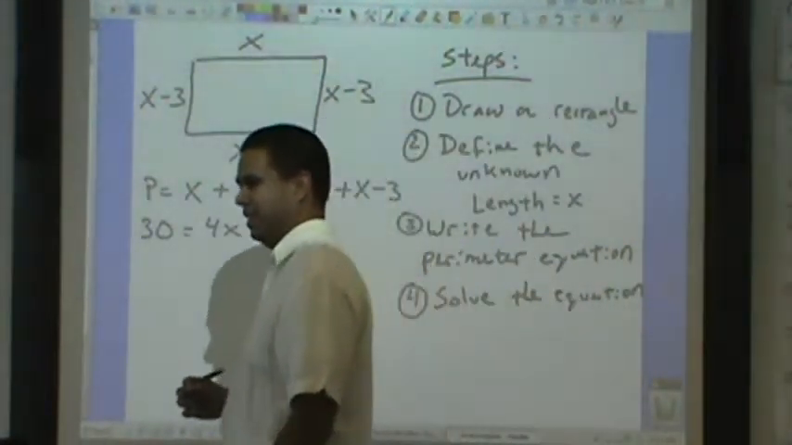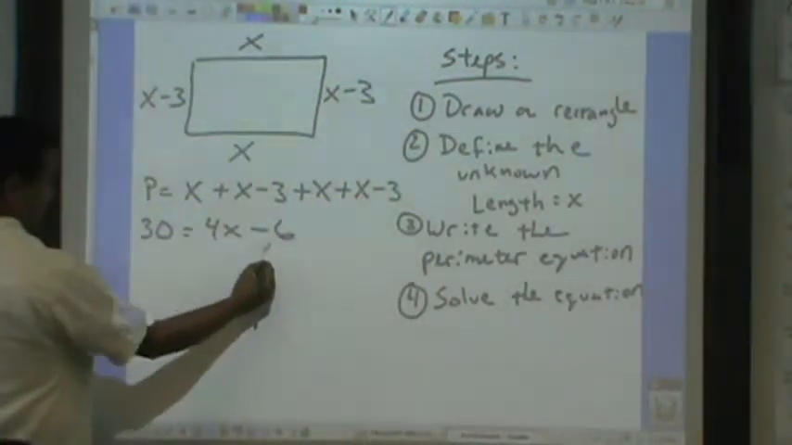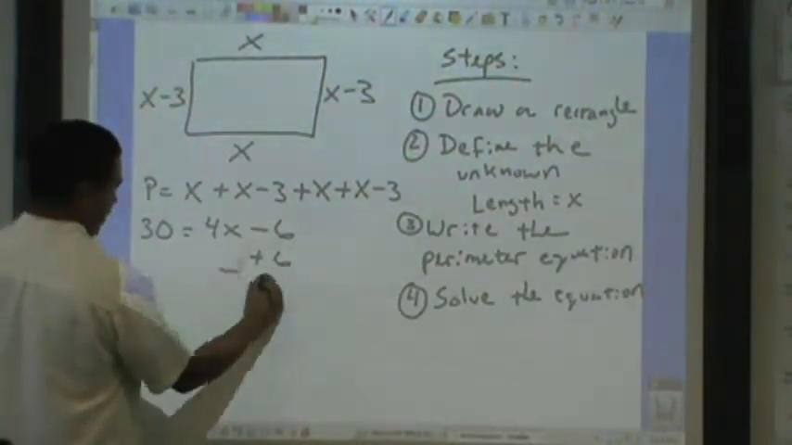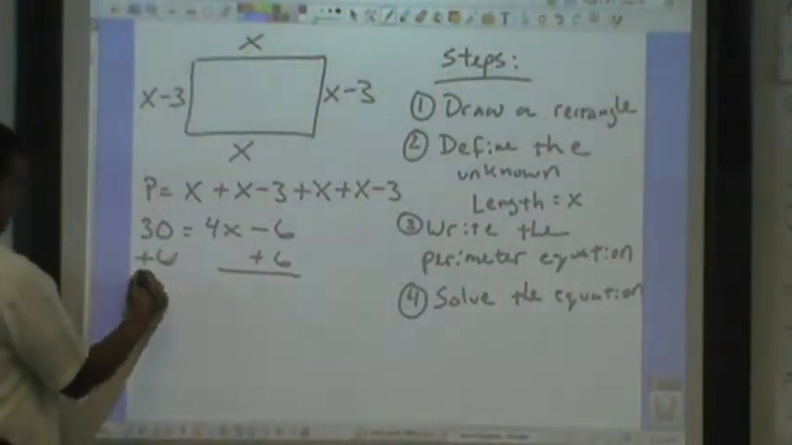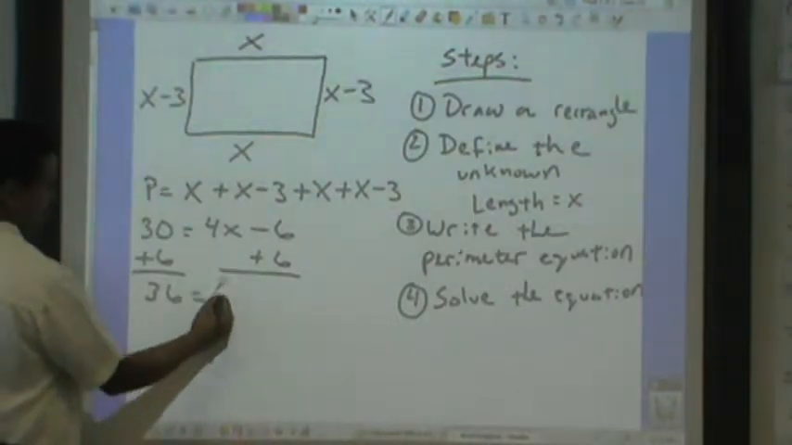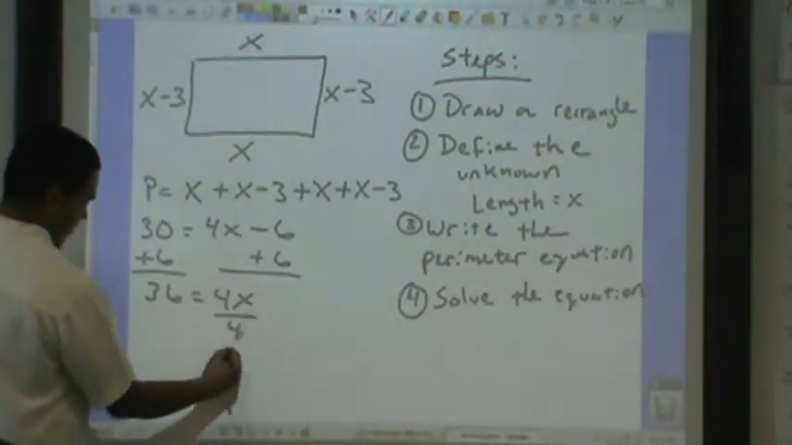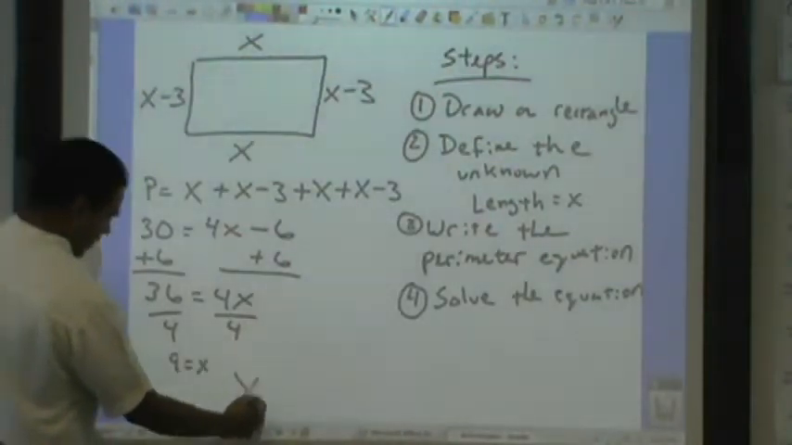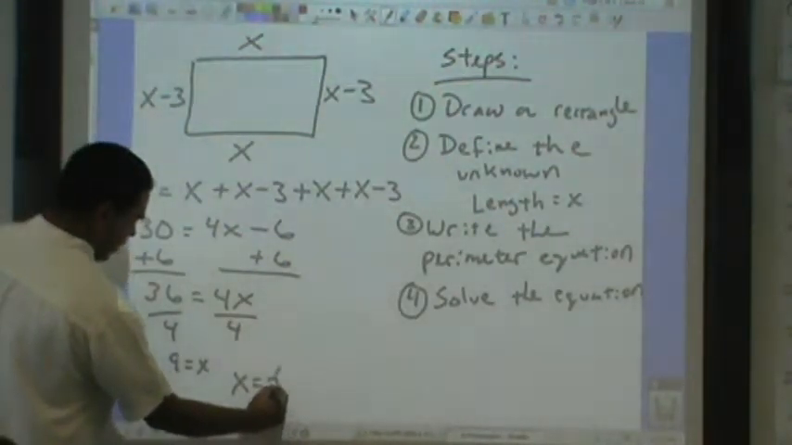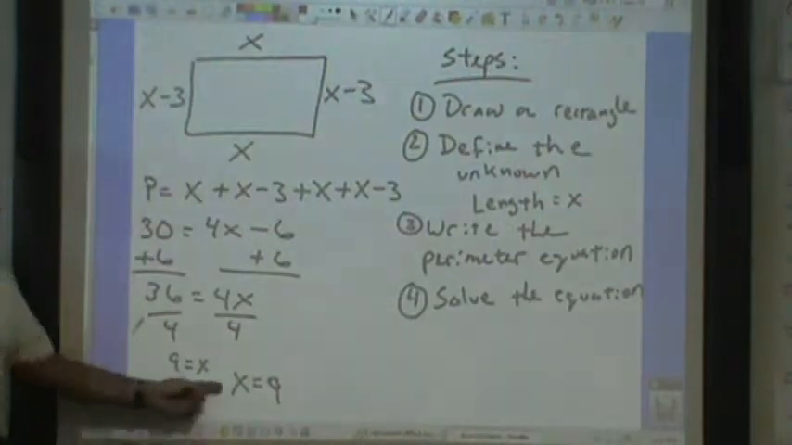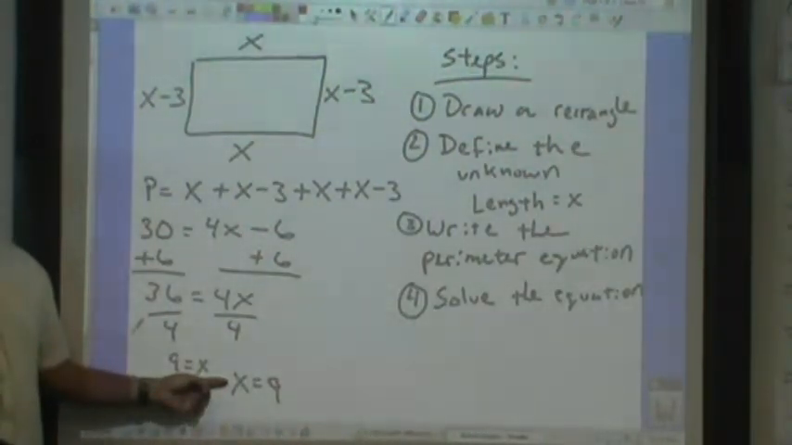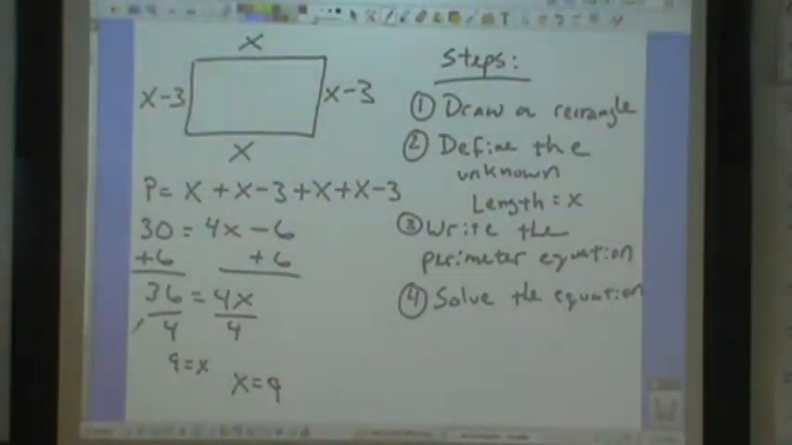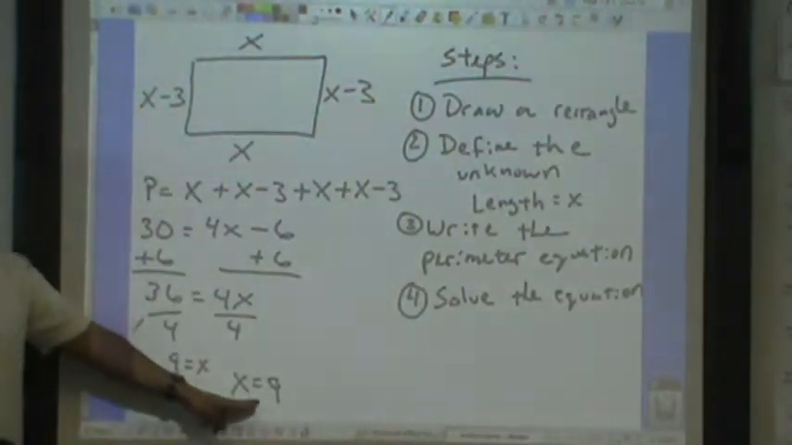Have an answer? What'd you get? I got 9. You got it, correct. So we see that x is equal to 9. Now is that our answer?